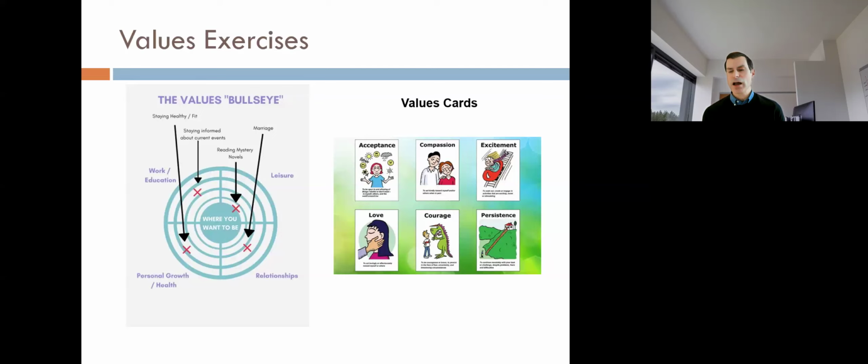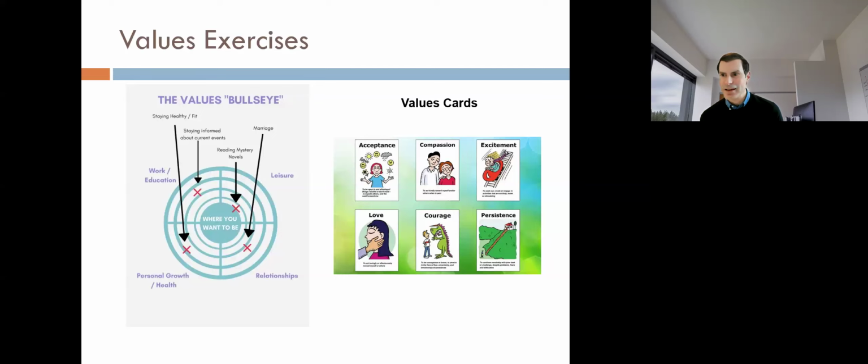Maybe they have a hard time expressing spontaneously what their values are. But if you give them a card sort, you say, look through there, which one of these cards interests you? Which one of these cards speaks to you? I'd love to hear more about it. I'd love to talk and learn more about it. What does this remind you of?